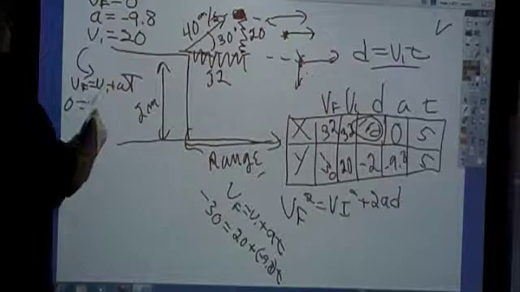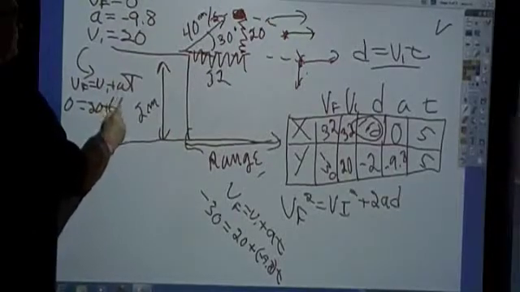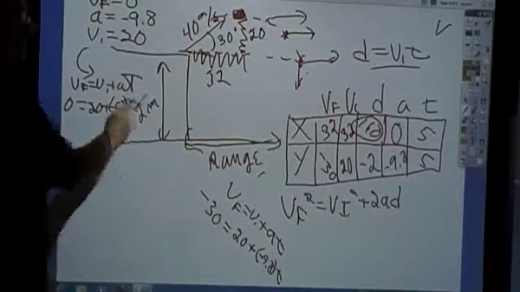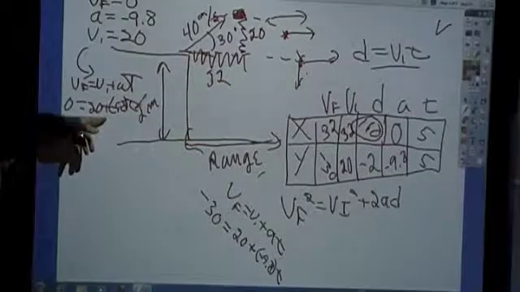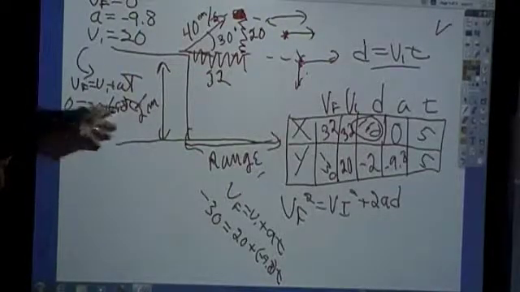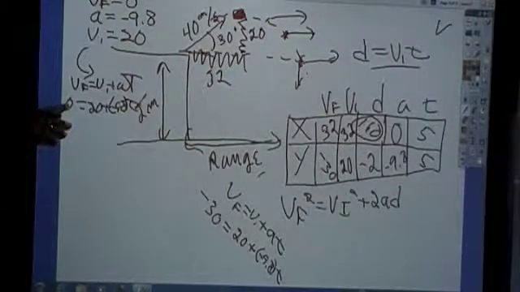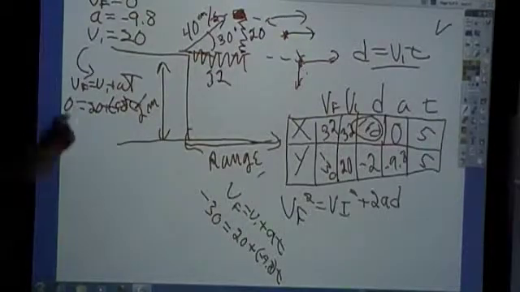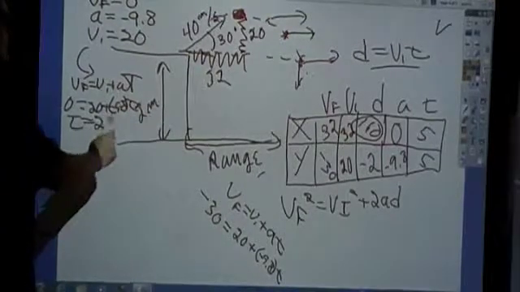Now we can find the time to the peak using VF equals VI plus AT. 0 equals 20 plus negative 9.8 T. Subtract 20 from both sides, divide both sides by 9.8. About 2 seconds. So the peak is at 2 seconds.